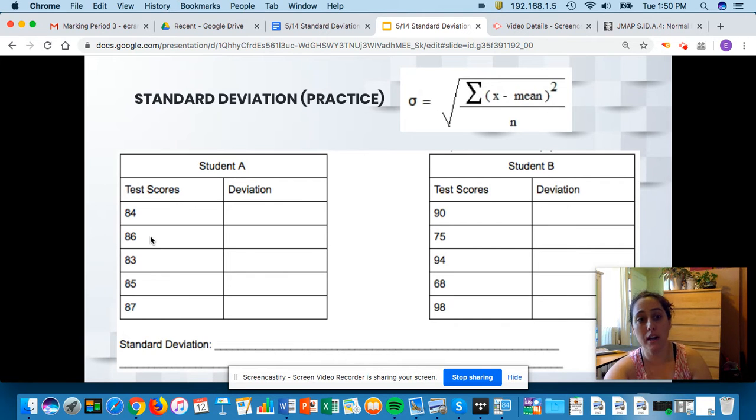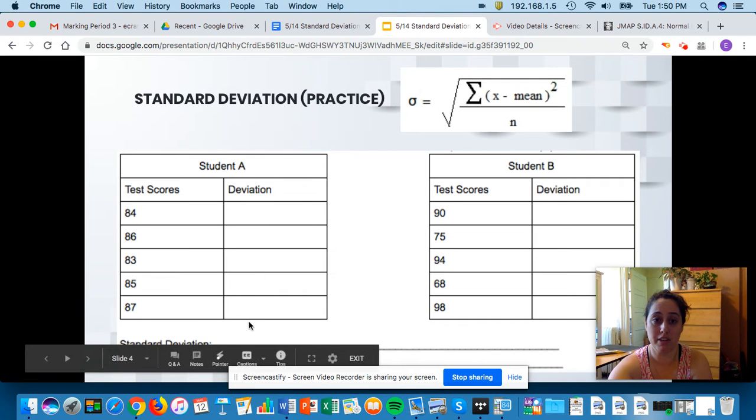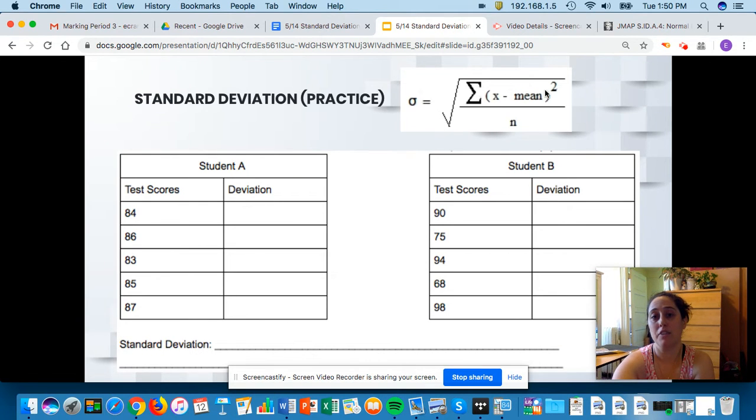1 squared is 1, right? So I would do this X term minus 85 for all of them, square it, and then add up all those deviations. Add them up, divide it by 1, 2, 3, 4, 5, because there are 5 numbers, right? Divide it by 5. This n means just however many numbers you have. Take the square root of it, and that gives you your standard deviation.